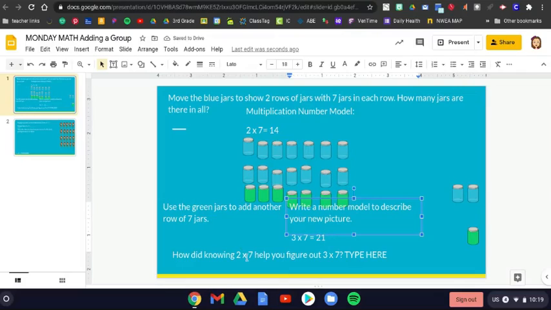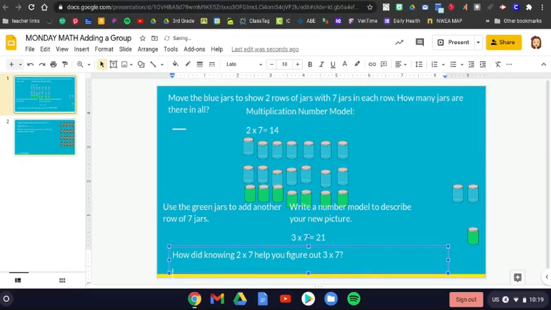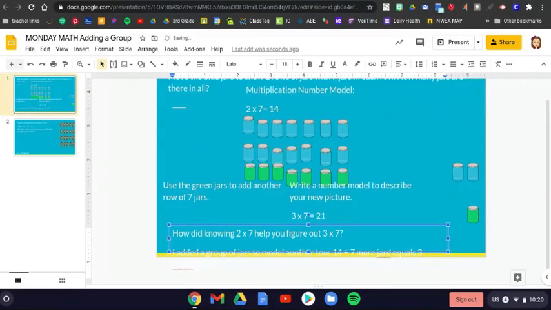How did knowing 2 times 7 help you figure out 3 times 7? Type here. So I'm going to click where it says type here, and I'm going to do just what the teacher in the video did. I added a group of jars to model another row. 14 jars plus 7 more jars equals 3 groups of 7 jars, or 21 total jars.